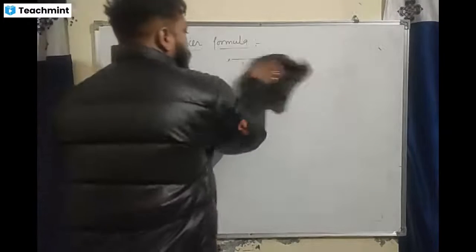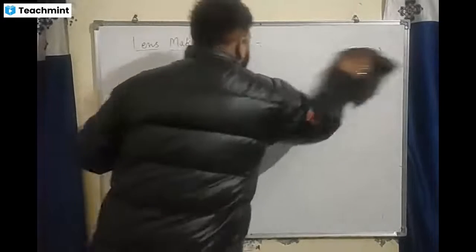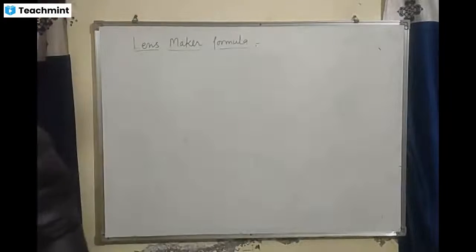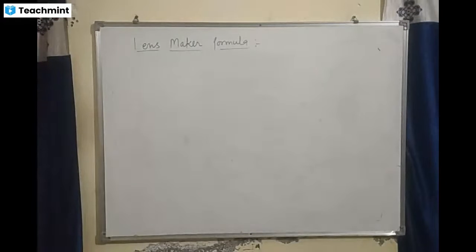I told you about the assumptions you need to take. First, the object we are taking is a point object. Second, the angles that the incident ray and the refracted ray make with the principal axis are very small. And the aperture we are taking is also very small. These are the assumptions we take to deduce the lens maker formula.